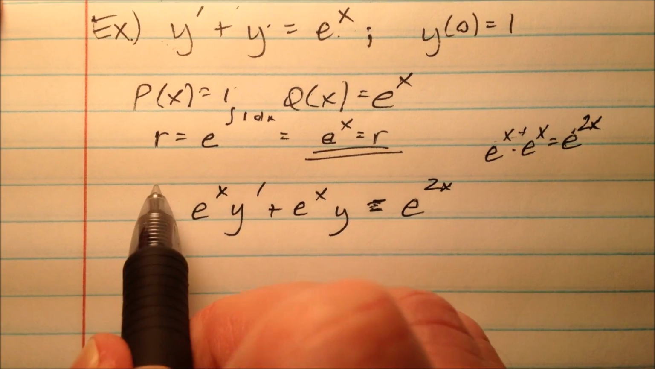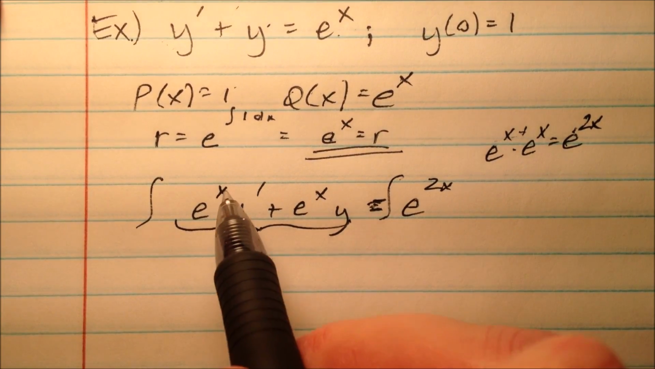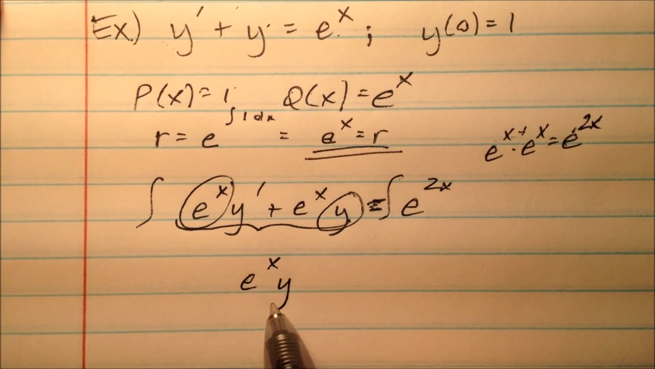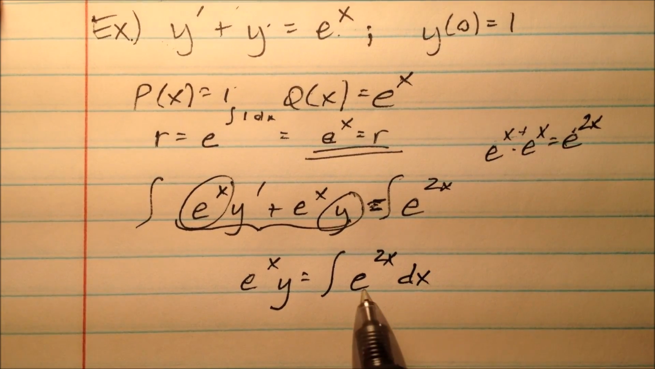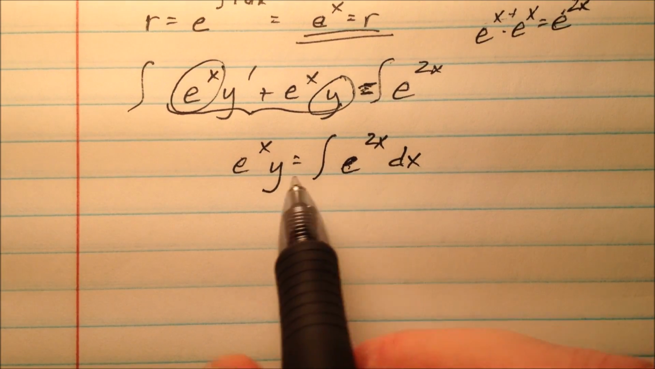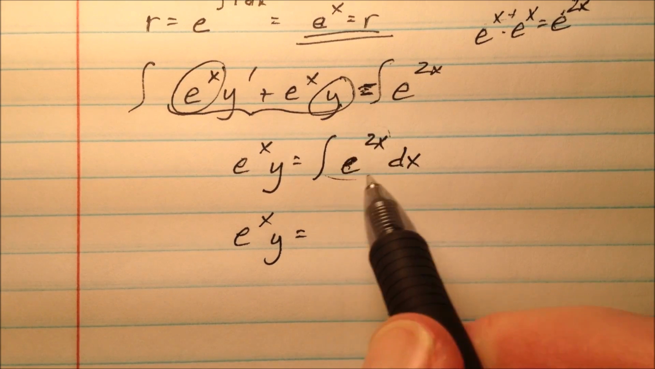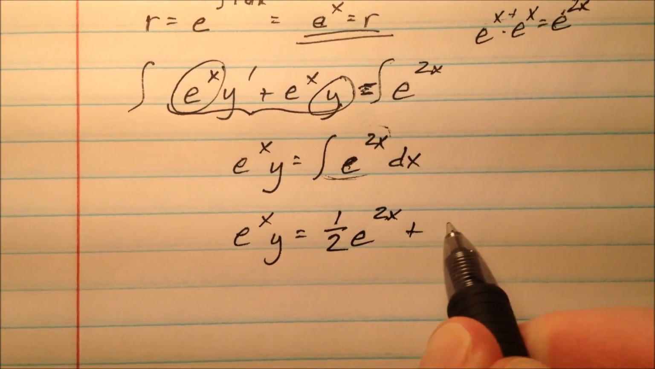Okay, so when we integrate both sides, this will be a beautiful product rule again. So you grab this function and this function, so it'll be e to the x y equals the integral of e to the 2x dx. So e to the x y equals, now the integral of this is going to be 1/2 e to the 2x plus c.